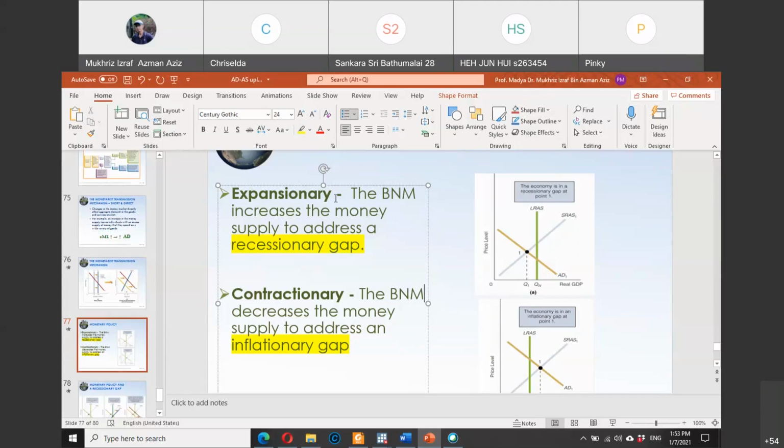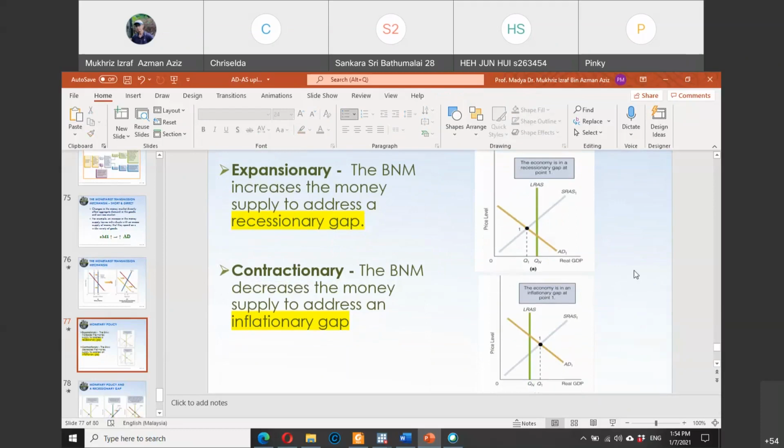Okay, so for expansionary, the central bank will increase money supply. And for contractionary, the central bank will reduce the money supply. So increasing or reducing the money supply will be part of the monetary policy. Expanding means increasing money supply. Contractionary means reducing the money supply. Okay, so this is what you see here.